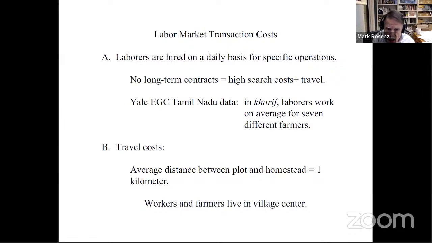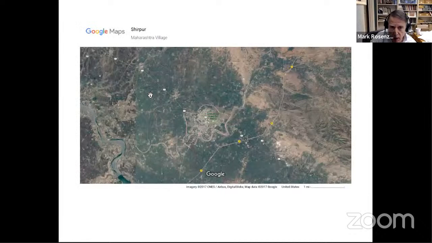Okay. Now, what about these travel costs? Well, the ICRISAT data provide us with information on the average distance between plot and homestead. Homestead's where they live. That's about 1 kilometer. And in fact, we have a satellite view of one of the villages. So you can see the village center. This is where the farmers and the laborers live.